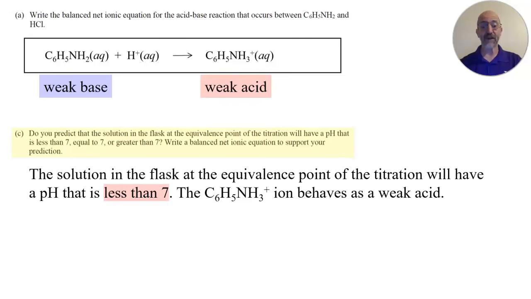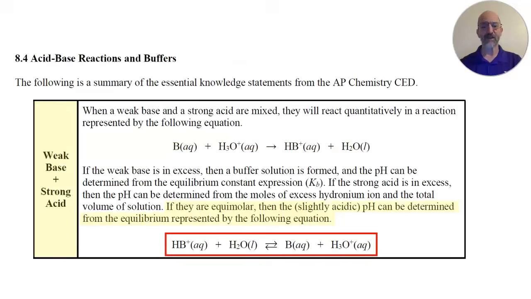Now, if you stopped right there on the AP Chemistry exam, you would not earn full credit for your answer because we still have to write a balanced net ionic equation to support your prediction. I wonder where we've seen an example in this lesson of a net ionic equation that would support our prediction. Well, it's right there, okay?